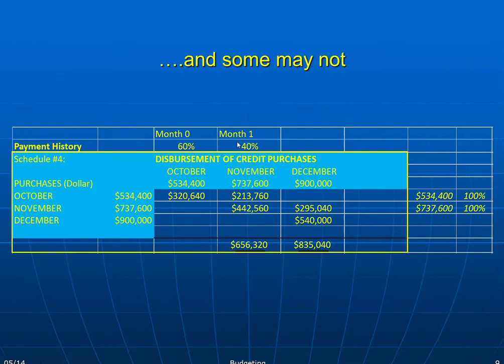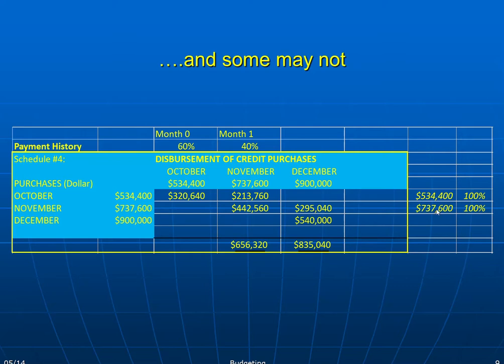Here the assumption, and again this would be the logical assumption, is we pay 100% of our purchases. So of the $534,400 of credit purchases in October for which we did not take a purchase discount, we will pay 60% of those in the month of October, 40% in the month of November. For the $737,600 worth of credit purchases made in November for which we did not take a purchase discount, we will pay 60% of those in November and 40% in December.